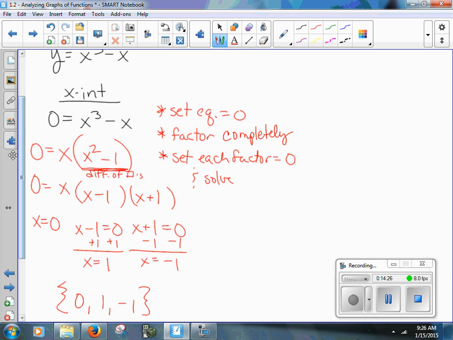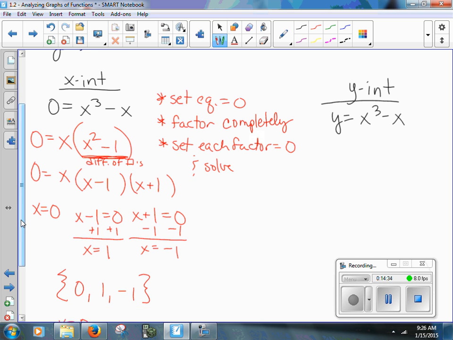Now we have to find the y-intercept. Same equation. Y equals x cubed minus x. What am I going to do? Plug 0 in for x. Okay. This will be fun. What's 0 cubed? Minus 0 is? For real, are we done? Yep, for real, we're done.